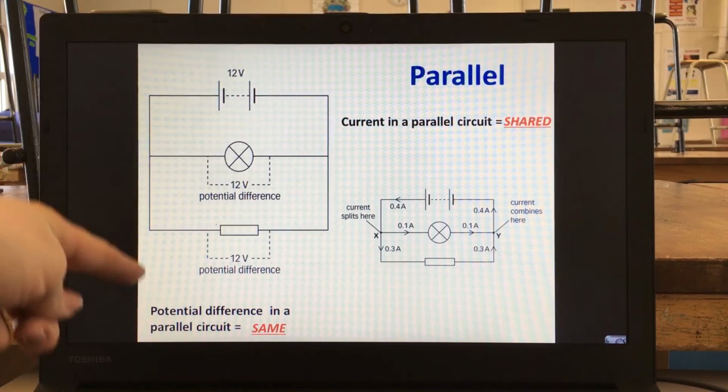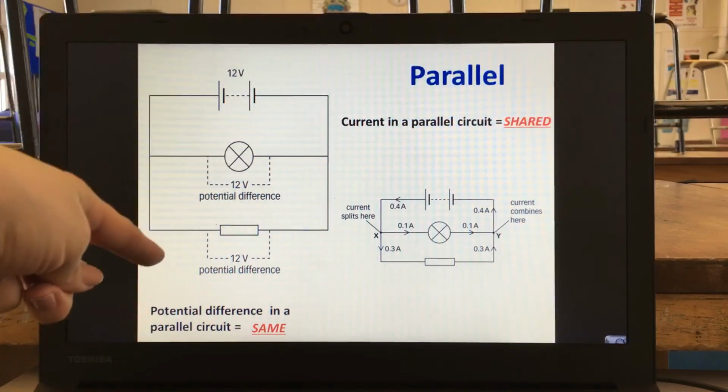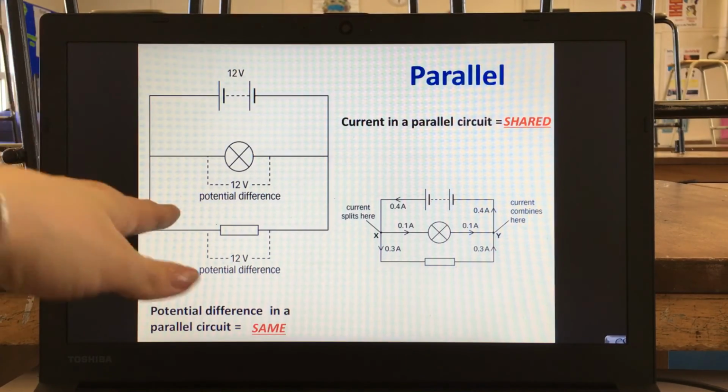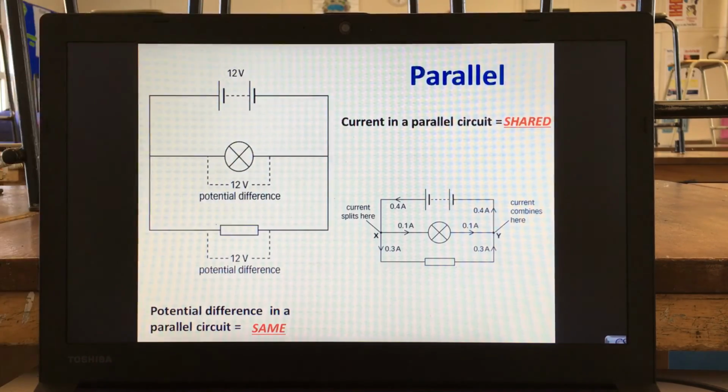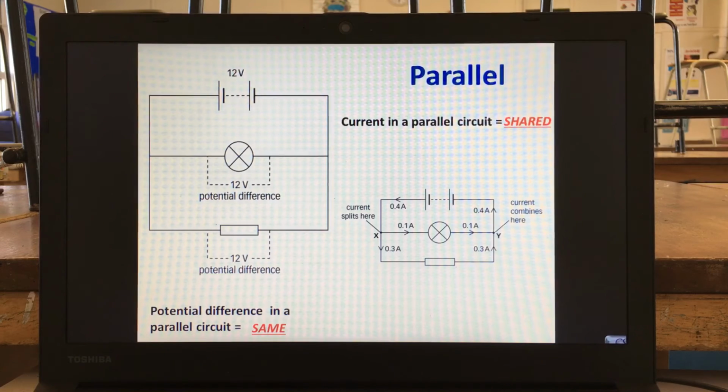In a parallel circuit, though, the potential difference is the same wherever you go. So the potential difference on the components will be the same as what was supplied by the power source. Again, it's the opposite. So a series current is the same, but parallel current is shared. A series potential difference is shared, whereas for parallel, the potential difference is the same.